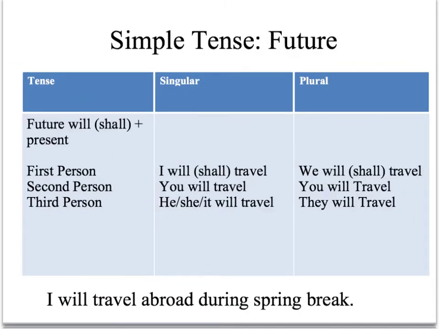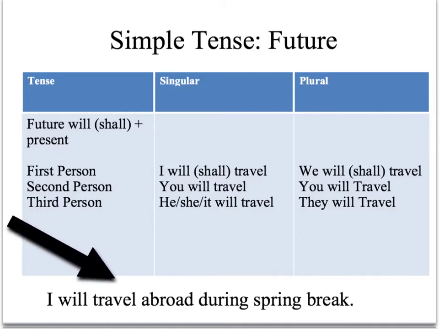Action can also be taking place in the future. The simple tense verb form of future will also have a helping verb in it. Notice, for each different example, the helping verb will or shall is included in the sentence. This demonstrates that an action will take place in the future. Notice that the verb form of travel is in the present form. The difference between the present form and the future form is the helping verb will.